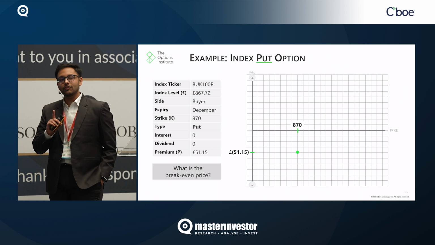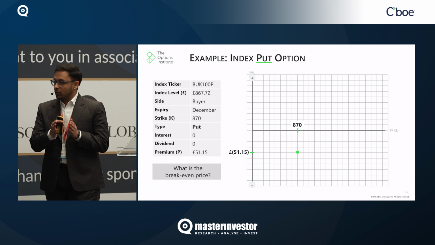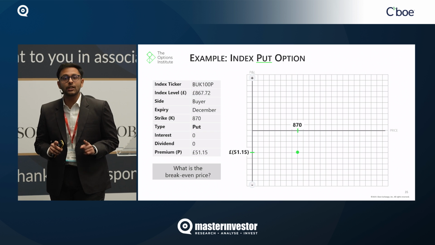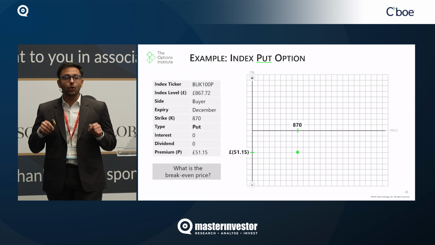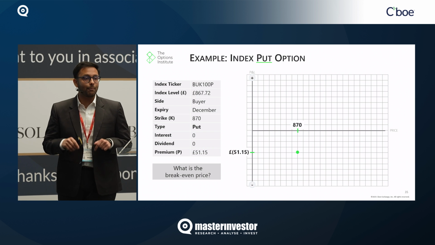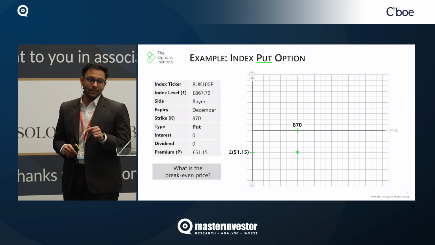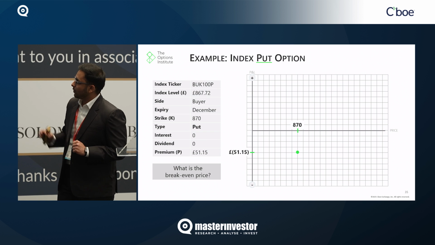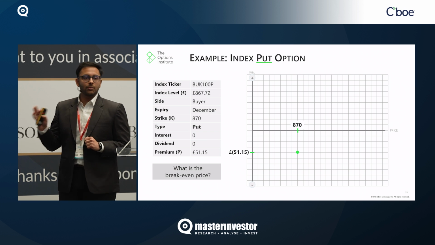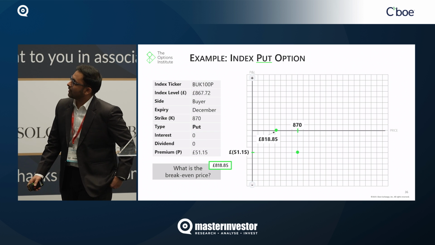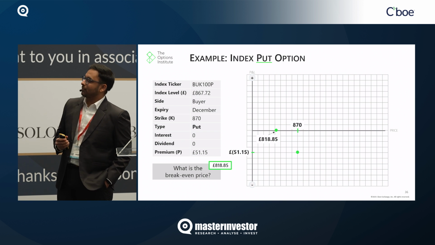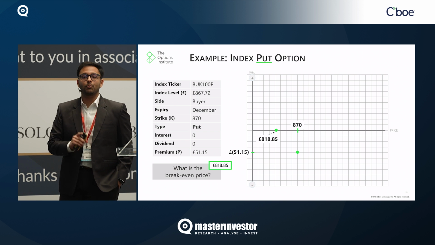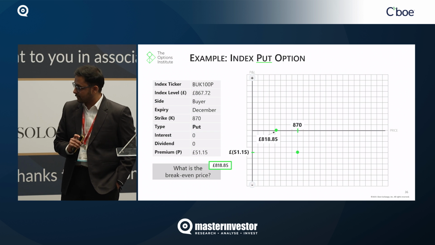The next thing is calculating break-even. And now break-even's a little different because you are long a put. You are a buyer of the put option. So technically you have short exposure. You're rooting for the index level to go down. You're betting that it'll go down. So your break-even has to be lower than 870, unlike the call option. So basically you would subtract the premium from the strike price. So if I do that, you get £818.85. So once the index crosses that point, that's when your put option is truly net positive.